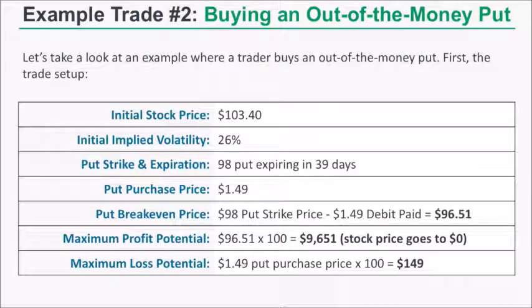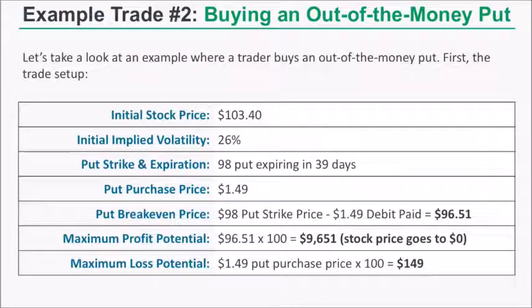Alright, so example number 2, we're going to buy an out of the money put this time, which is a little bit of a lower probability trade, because when you buy an out of the money put, if the stock price doesn't decrease significantly, that put is going to expire out of the money. So an out of the money put purchase is a very aggressive trade because you need a big stock price move to profit. Let's go ahead and see what happens here.